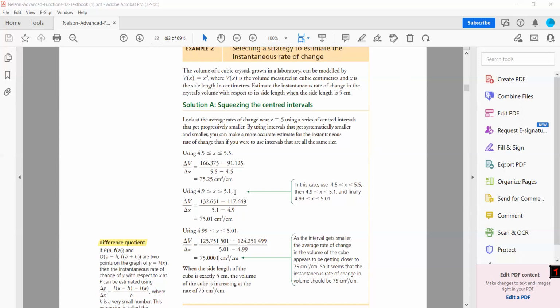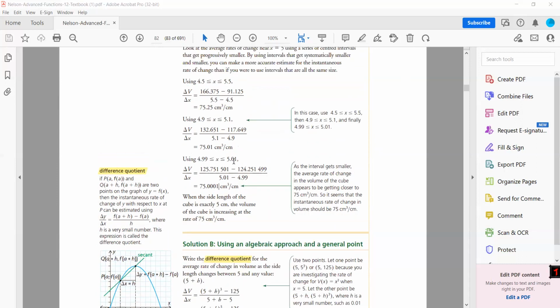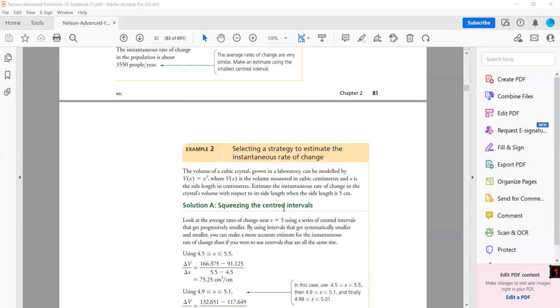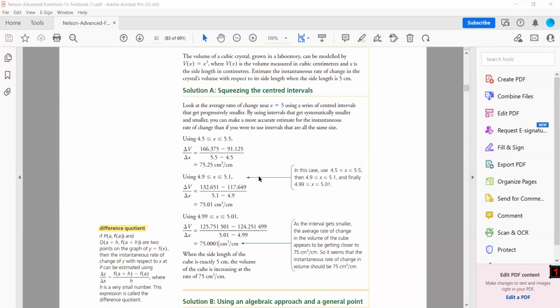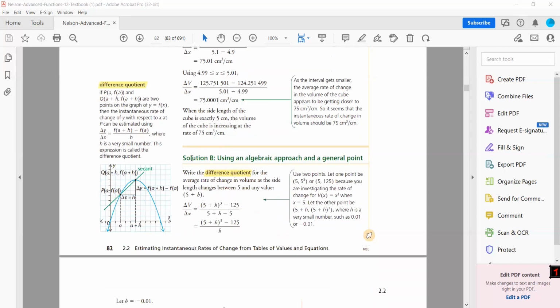So I hope you had enough time to see this example. It's exactly the same way we used before, but we kept squeezing our centered interval as much as we could. And here is solution B using the algebraic approach and a general point. This is the example I gave you at the very beginning, where we use h as our new term. So let's define the difference quotient.